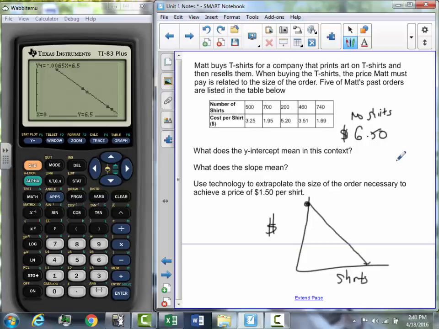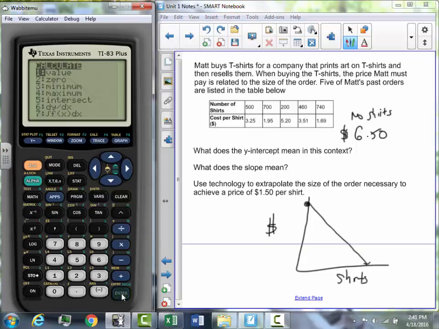I don't know if that's really reasonable because I don't know why you'd buy 0 shirts. But if you bought one shirt, for example, what would one shirt cost you? Okay, $6.49, I guess. That's weird. Does that make sense? But as soon as you start buying 100 shirts, or 200 shirts, it costs you $5.20, right? So as you buy in bulk, it costs less.